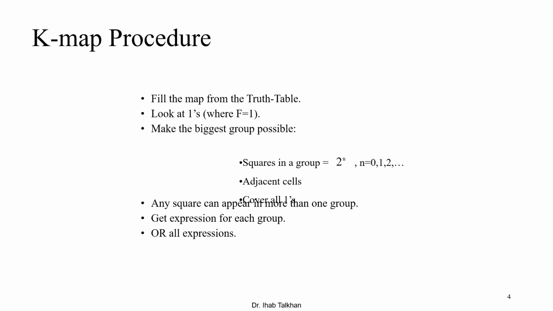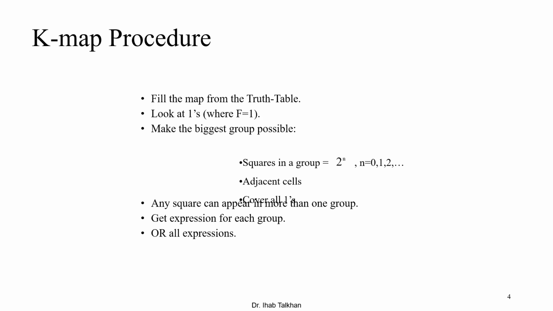First of all, you have to have the truth table in order to fill the map. The truth table gives the relationship between inputs and outputs, of course. And then if you are talking about sum of products, you have to look for ones. So look for where f equals 1. Second, you make the biggest group possible. Biggest group possible means the number of squares inside each group. The squares in the group should comply with 2 power n, where n equals 0, 1, 2, 3, and so on. This means you can have a group of one cell.